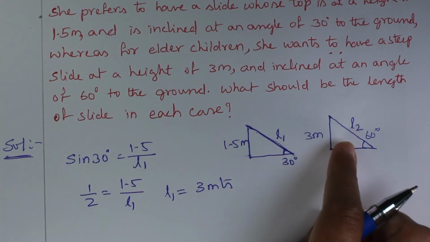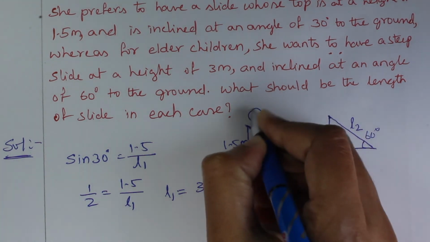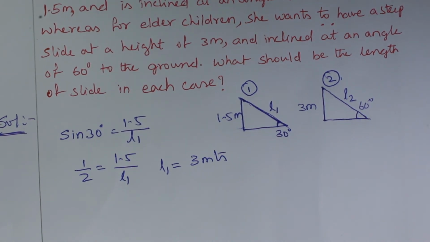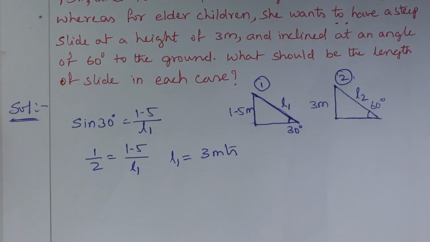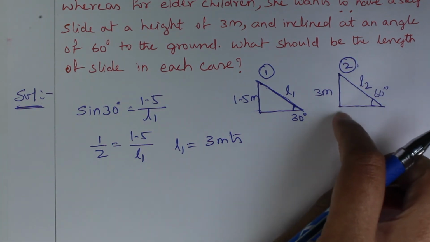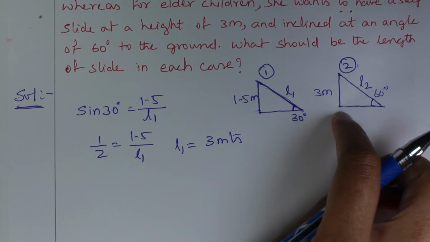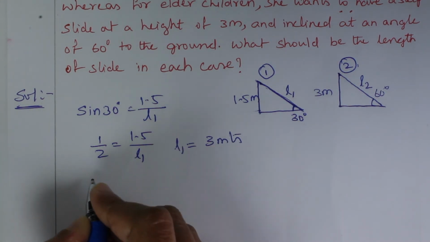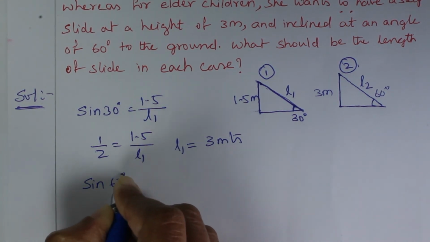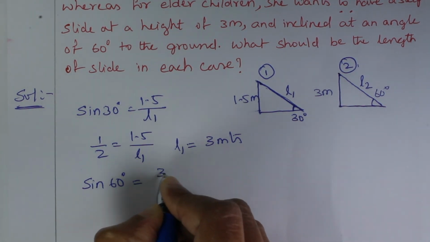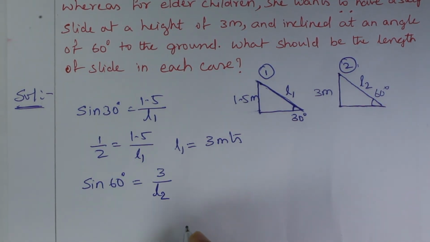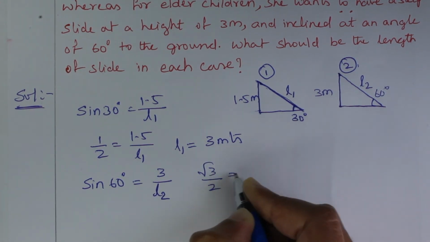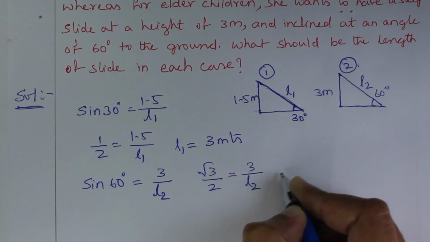Now let us find out L2, that is triangle 2. This is triangle number 1, this is triangle number 2. So now let's look at triangle number 2, which is the slide for elder children. Here also we are going to calculate the sine of an angle. Sine 60 degrees is equal to 3 meters by L2. Sine 60 degrees is root 3 by 2, right? Root 3 by 2 is equal to 3 by L2.